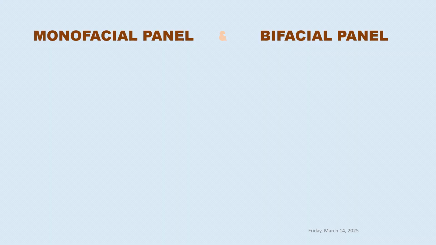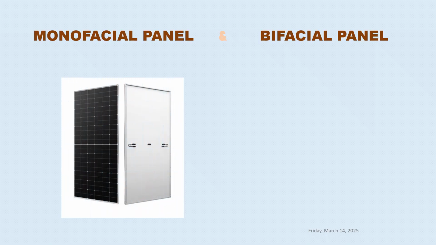Today I'm going to discuss a monofacial panel and a bifacial panel. The word mono means having only one face, and bi means having two faces. Literally, both have two faces, but one is for tracking the energy from the sun, and the other has both faces for generating energy from the sun.